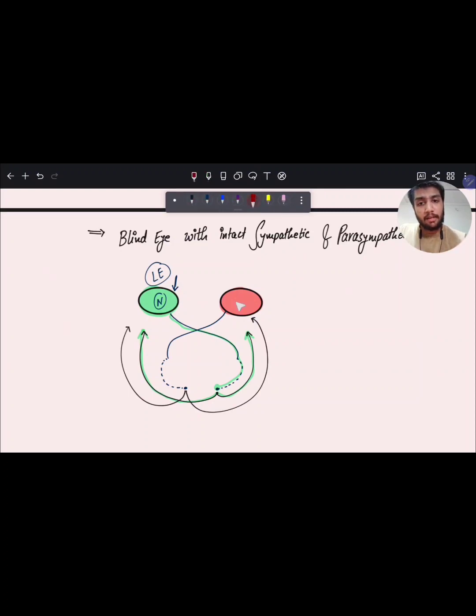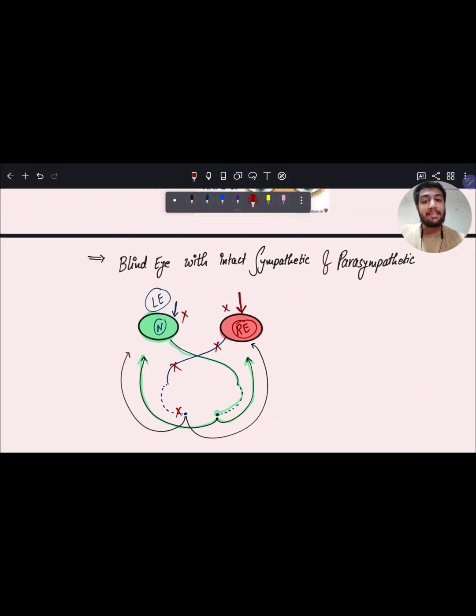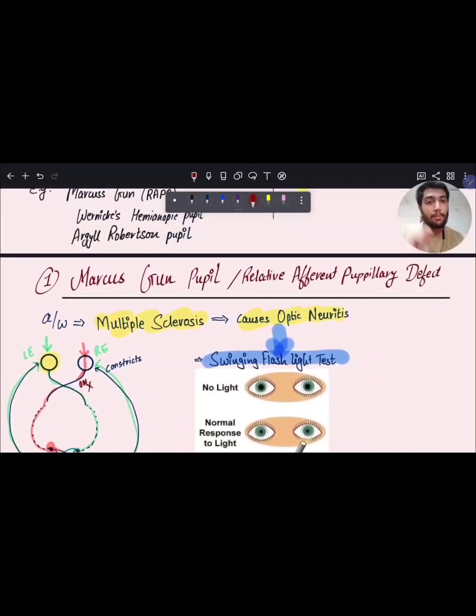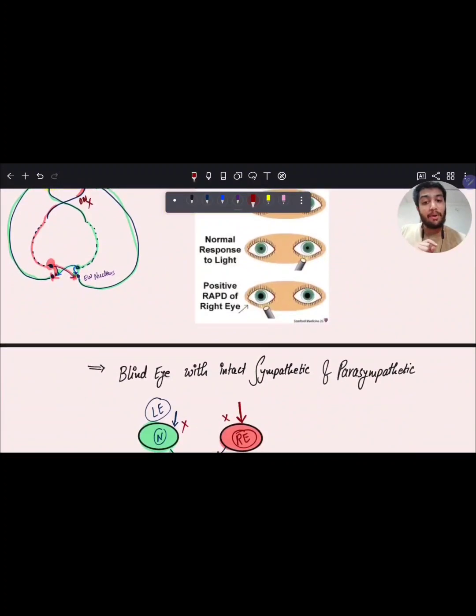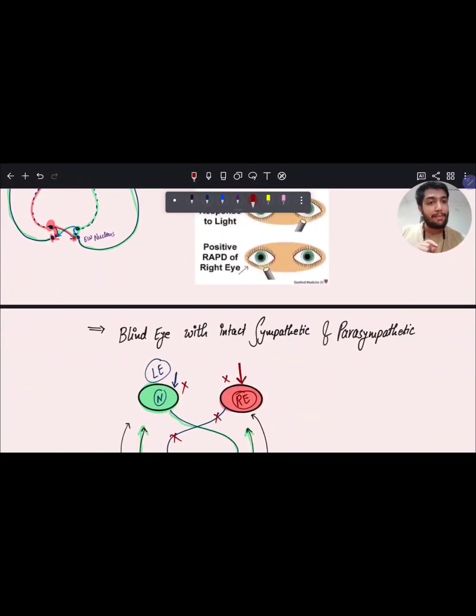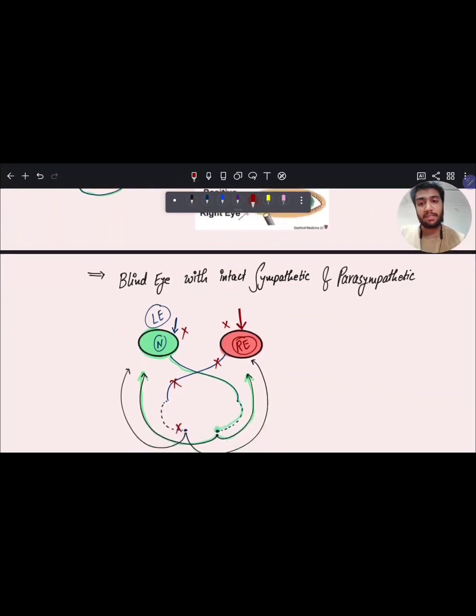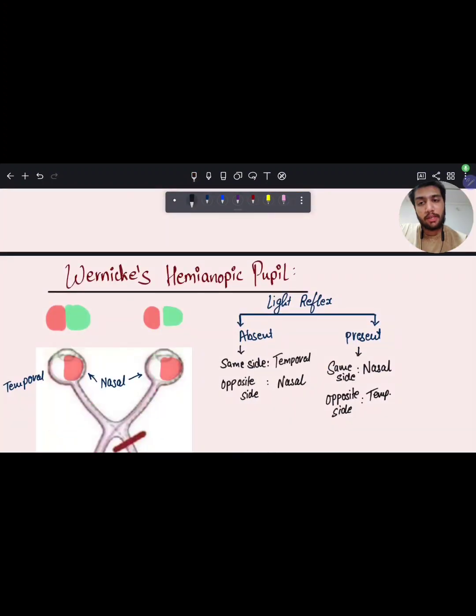अब फॉर एग्जाम्पल ये राइट आई इज ब्लाइंड, वो ब्लाइंड आई है. अब यू आर थ्रोइंग योर लाइट हियर, आगे बढ़ने ही नहीं वाला है, ऑप्टिक नर्व पे इंफॉर्मेशन जाएगी नहीं, ऑप्टिक ट्रैक पे नहीं जाएगा, प्रीटेक्टल न्यूक्लियाई पे नहीं जाएगा. So if you are throwing the light on the right side, the right side will not constrict, even the left side will not constrict. And this is the same concept like Marcus Gunn pupil. ऐसा blind eye में भी होता है if and only if there is intact sympathetic and parasympathetic innervation, वो intact होना चाहिए. Alright. So now we are talking about a condition where optic tract is involved, and the name is Wernicke's hemianopic pupil.